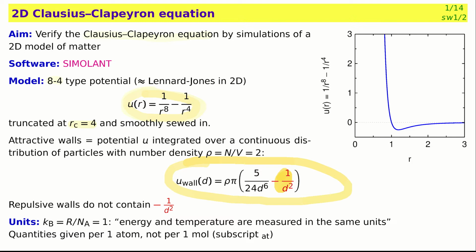The code is written in certain dimensionless units so that we will keep the Boltzmann constant as unity. It means that energy and temperature are measured in the same unit, in fact dimensionless units given by this potential. And all quantities will be given per one atom, not per mole, as is usual in chemistry.